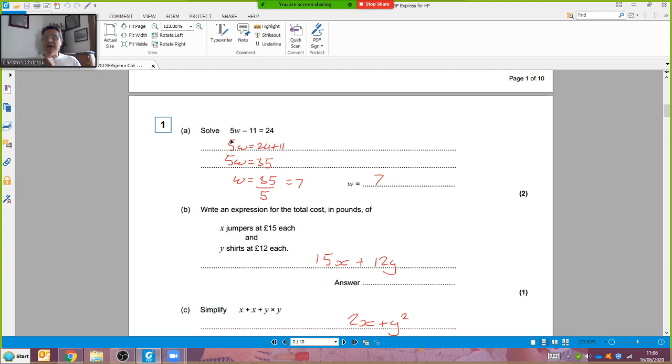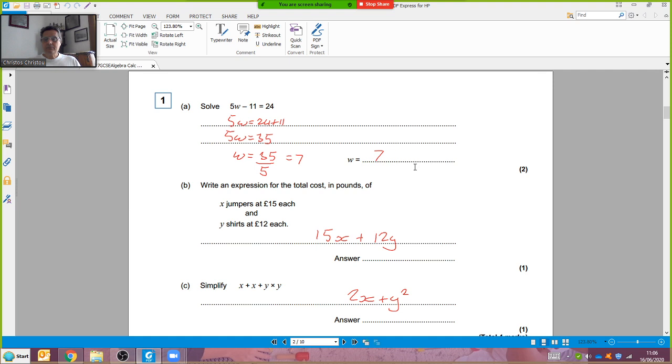So 5W minus 11 is 24. So 5W is 24 plus 11. So 5W is 35. So to isolate the W on its own, you take the 5 over and divide. So W equals 35 divided by 5. So W is 7, 2 marks. Right? 2-step equations, we've done them, even in year 7.